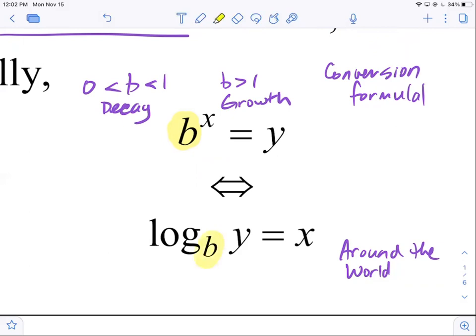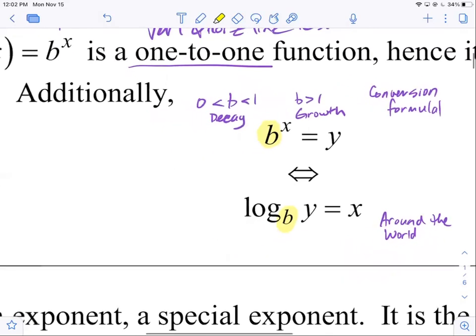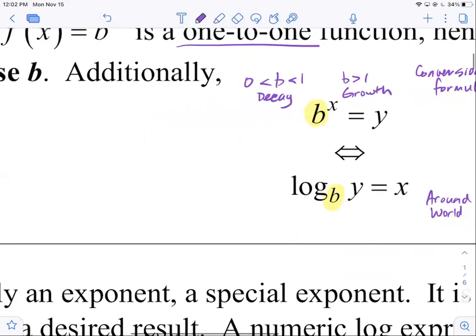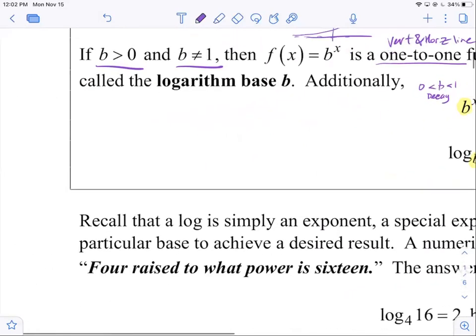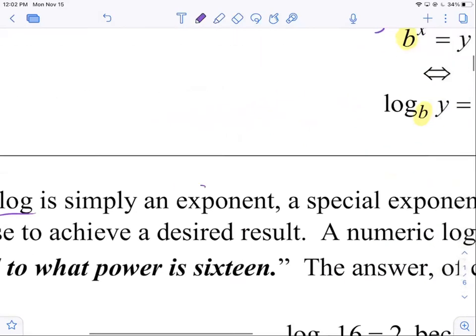When you have a log, it's exactly the same base. So if you have the common base 10 on the exponential, it's going to be log base 10. If you have e to the something on the exponential, it's going to be log base e, or the natural log. Okay. Now, here's what I want you to tell yourself right here. The log is nothing more than an exponent. That's all a log is.